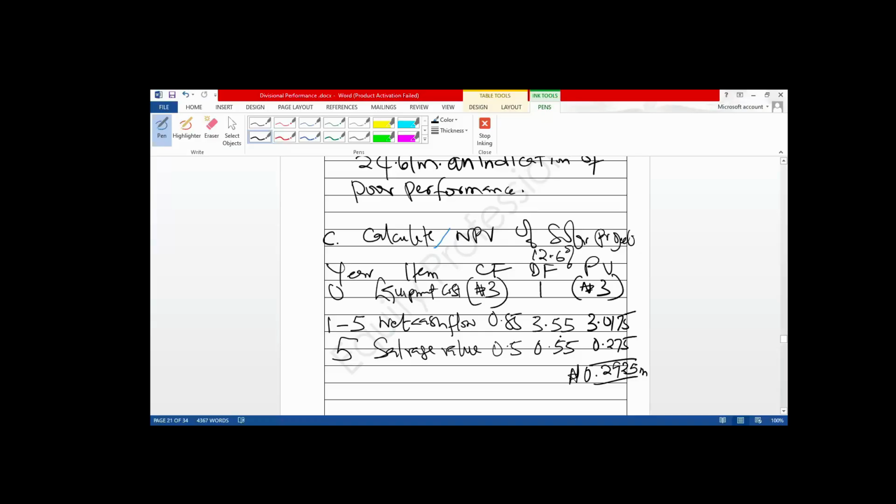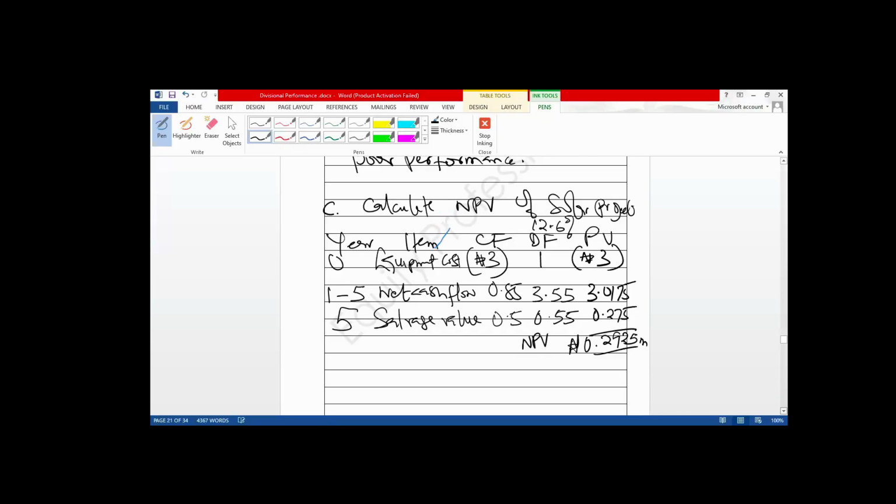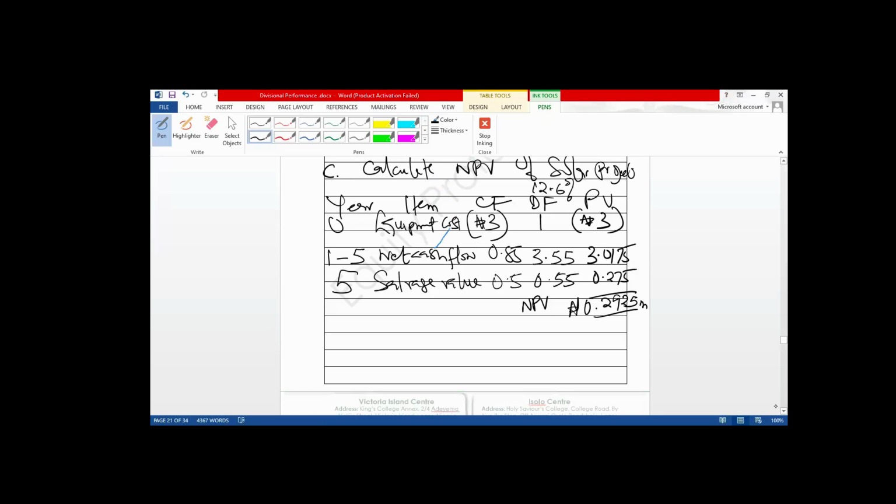The NPV is positive. Once your NPV is positive, the project is financially viable. The solar project is financially viable. You are done.